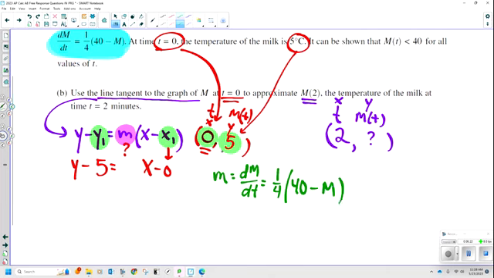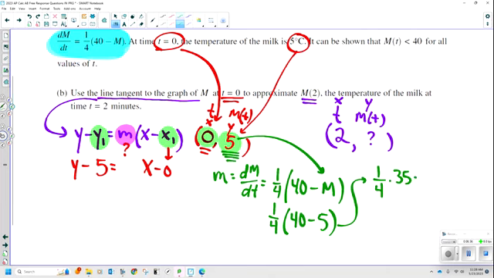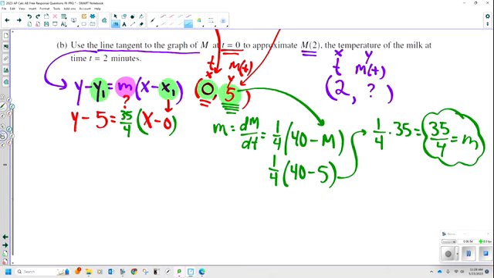I want this at the point where my m is 5. So I'm going to take 1/4 times 40 minus 5. That's 1/4 times 35, which we will lovingly call 35 over 4. This is the derivative or slope that we're using right at the point (0, 5). So let's plug that right in here. 35 over 4. And let's clean this up a little bit because we know we're going to have to solve for m of 2. Right? So this is the equation like this.